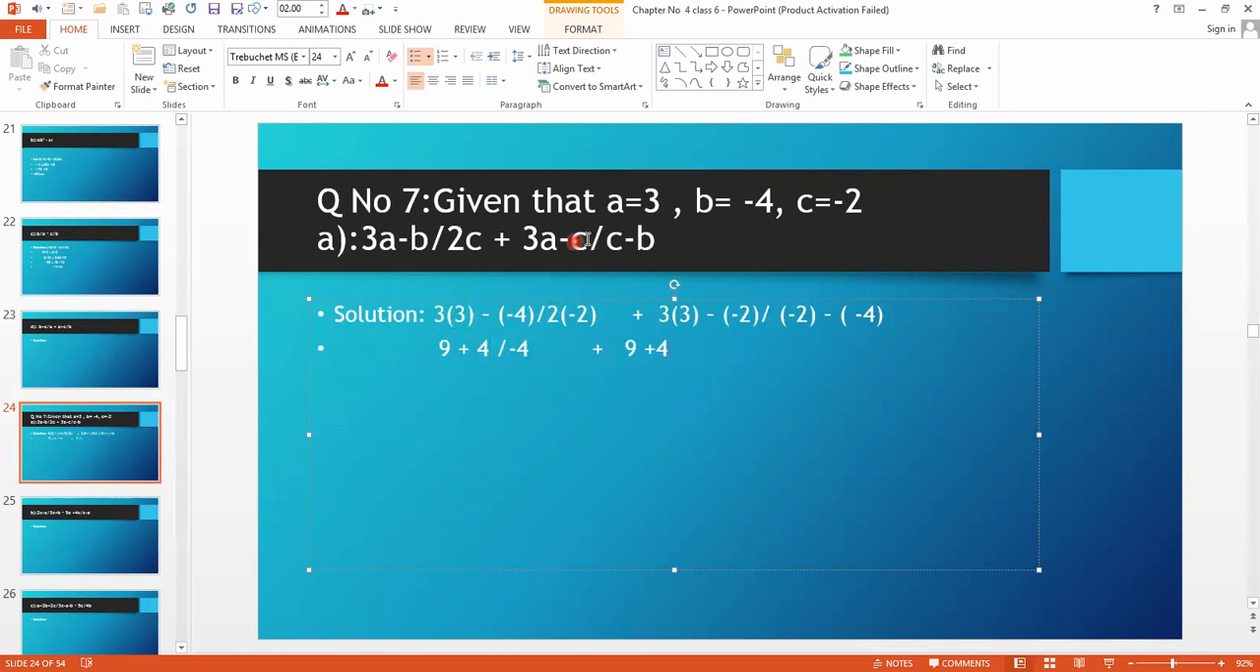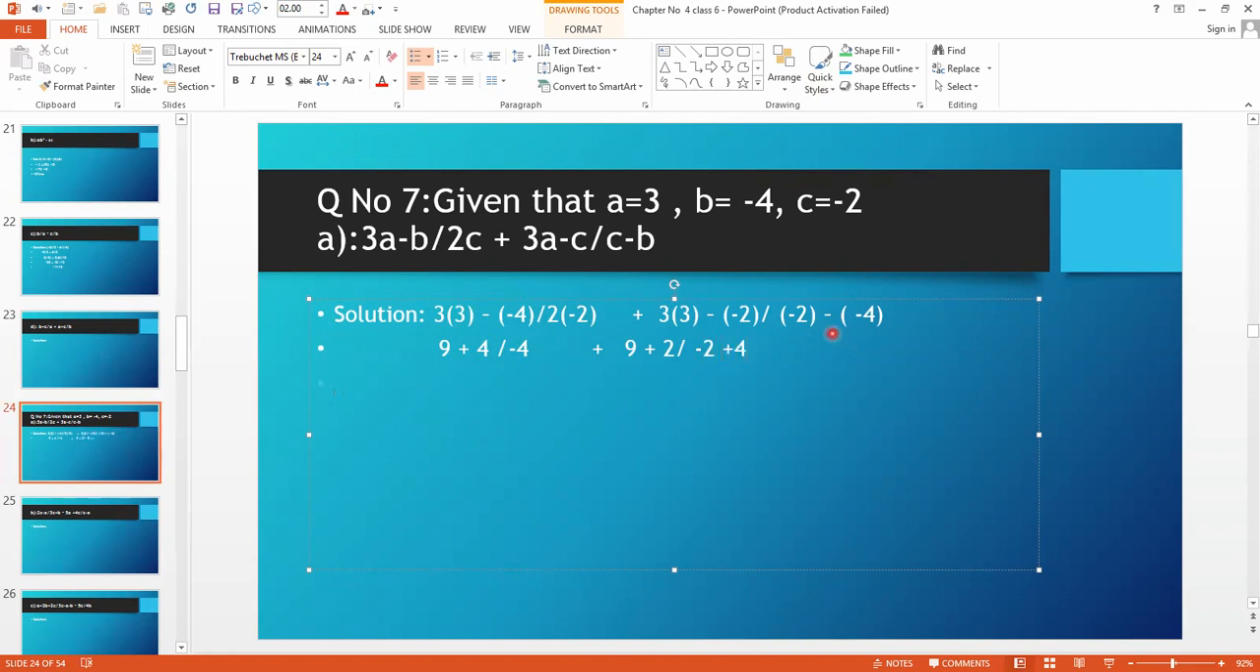Look here. Yeah, minus into minus, plus, and the value of this is written here. 3 threes are 9 minus, and I have to put the value of C, that is 2. So minus into minus, it is equal to plus 2. And it is divided by, and this C. C is equal to minus 2 and B is equal to minus 4. So minus into minus, plus. So here I have to write along with the sign minus 2 and plus 4.